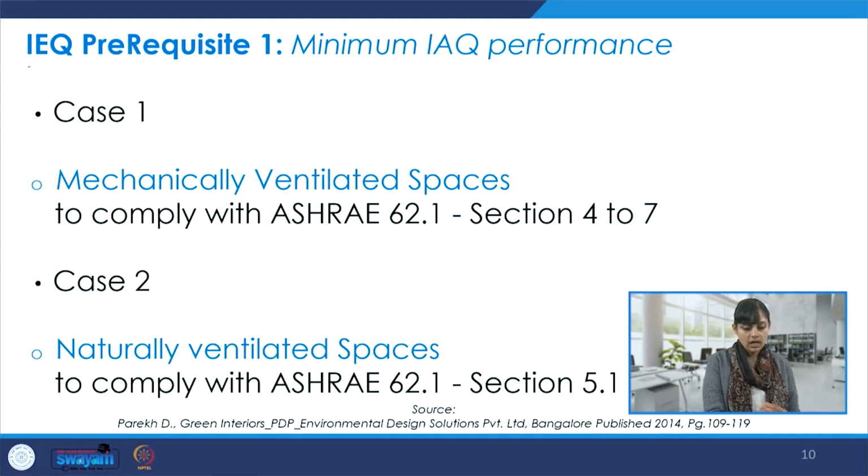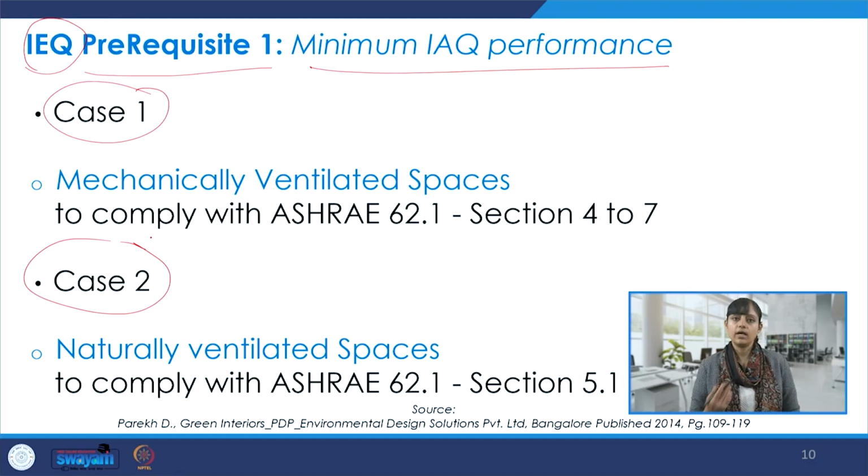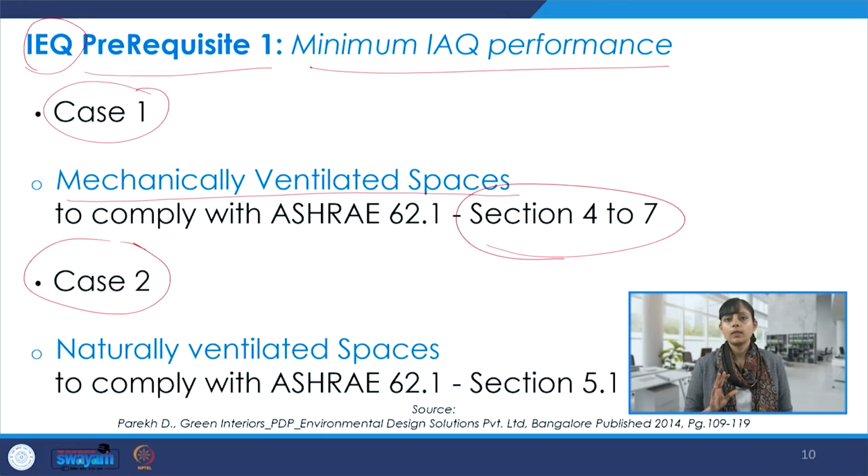Now, when we talk about the IEQ prerequisite number 1, it emphasizes minimum IAQ performance. And there are two cases that we can look at. The first is the mechanically ventilated spaces, and they must comply with ASHRAE standard 62.1, sections 4 to 7. Now, I'm trying to put this information together. A few amongst us may already be aware of these standards, codes, practices, rating systems, but there may be a lot more who are probably not aware of these.